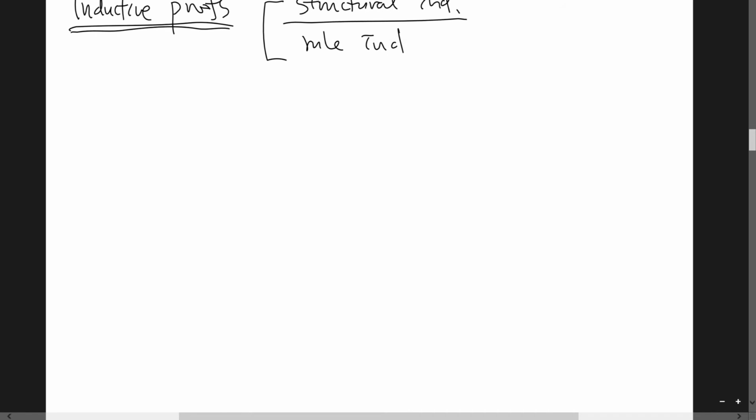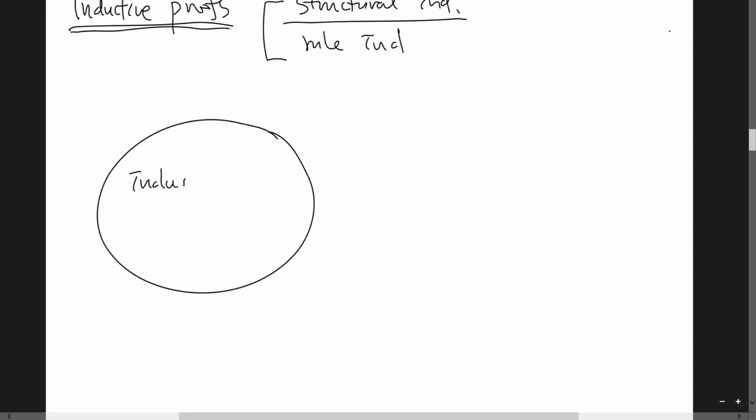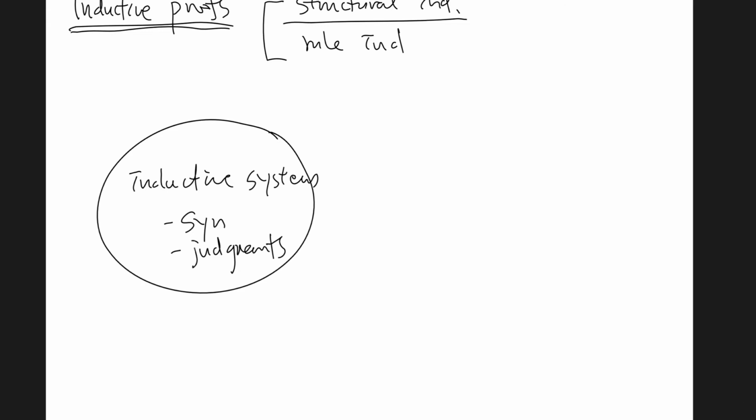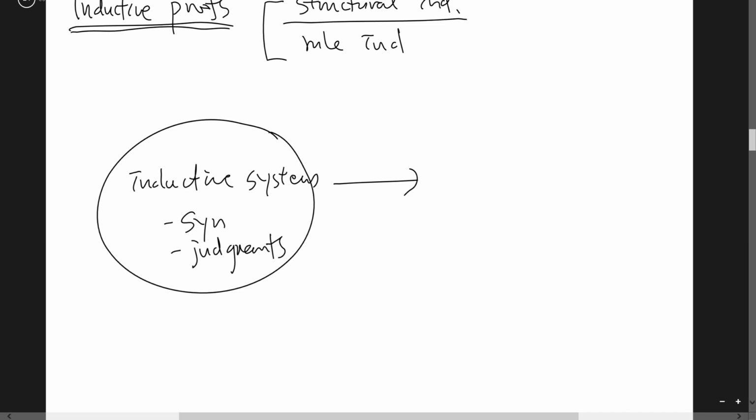So the story goes like this. We have this inductive system, like a syntactic category or system of judgment. Now, after giving this inductive definition, we'd like to prove some interesting properties. So we'd like to prove properties.